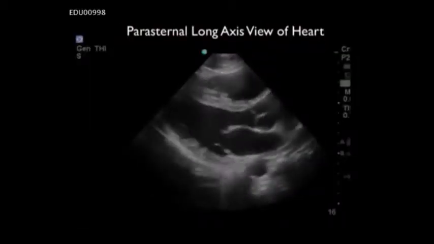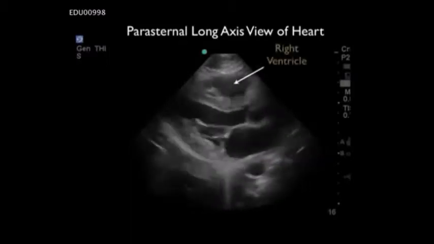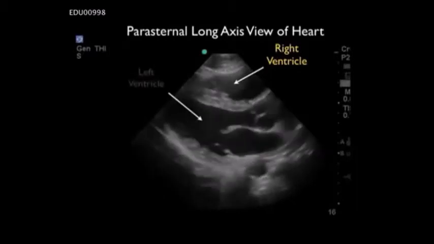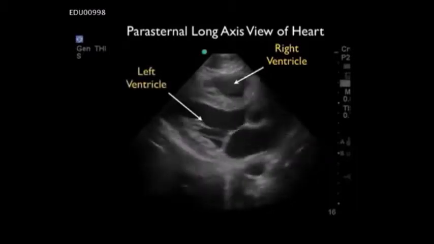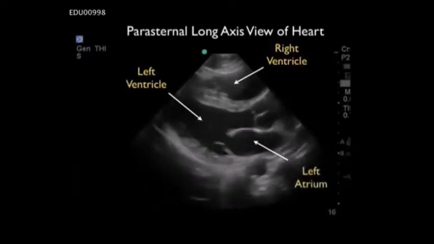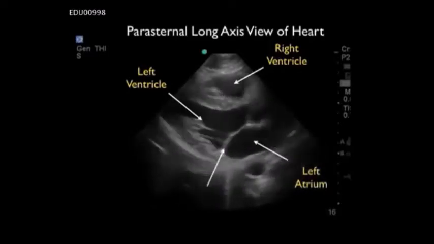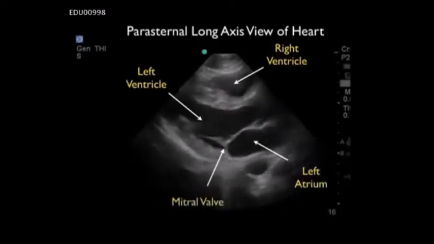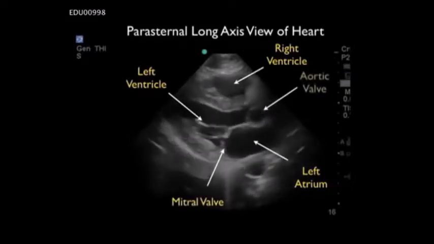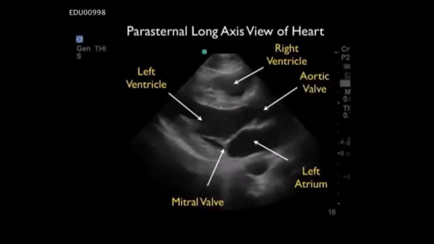Here's a video of the parasternal long axis view of the heart in action. Again, we'll remember the right ventricle as the most superficial chamber, and deep to the right ventricle, the left ventricle. We see here the left atrium to the right of the left ventricle, and notice the mitral valve flipping up and down in between the left atrium and the left ventricle. We also see the aortic valve there to the right of the left ventricle.